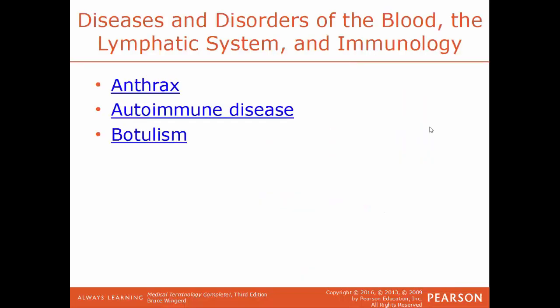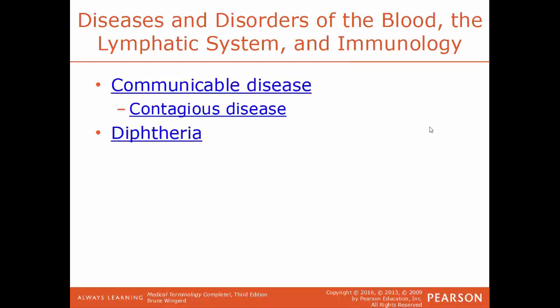Next one, anthrax. This is a very severe infection, a bacterial infection found in animals that can be transmitted to humans. It causes ulcerations in the skin and can lead to a type of pneumonia. Autoimmune disease. This is a very generic term for any condition where your own immune system attacks your own body. So instead of fighting off foreign pathogens, it will attack your normal healthy cells because it thinks that it is something foreign. And last one here, botulism. This is a type of food poisoning that's caused by botulinum bacteria. This can lead to nausea, vomiting, blurred vision, even paralysis.